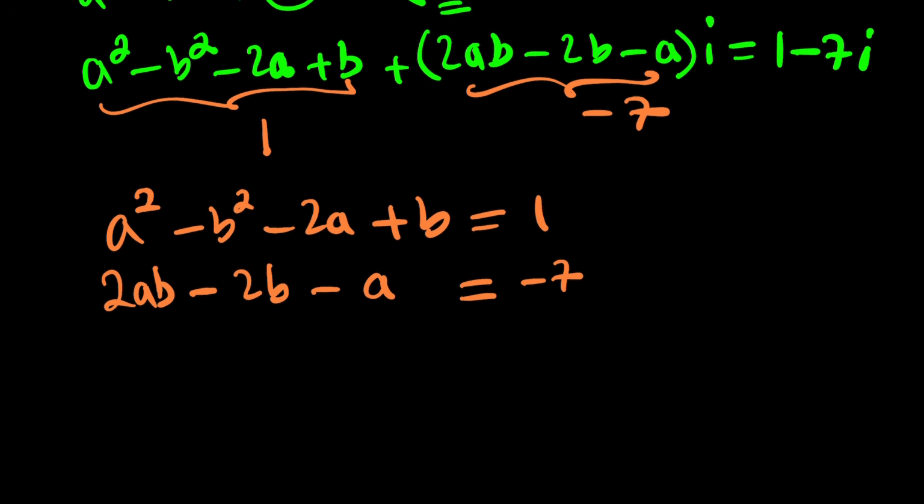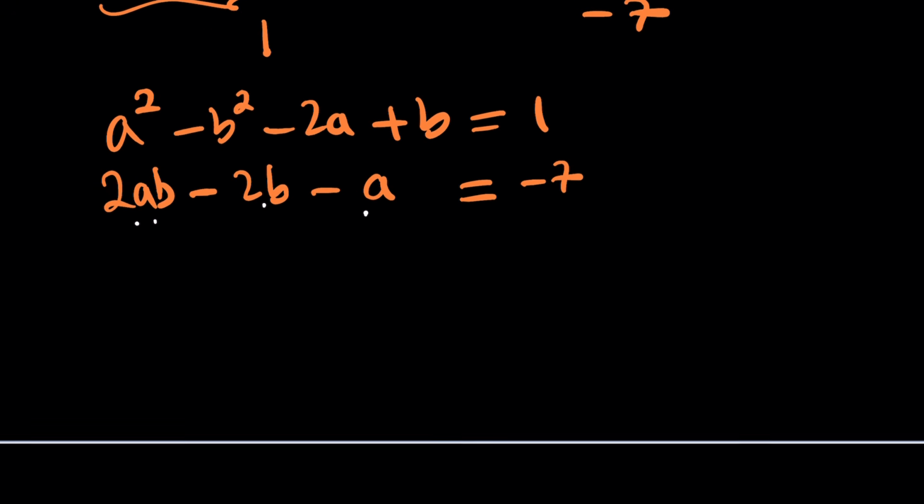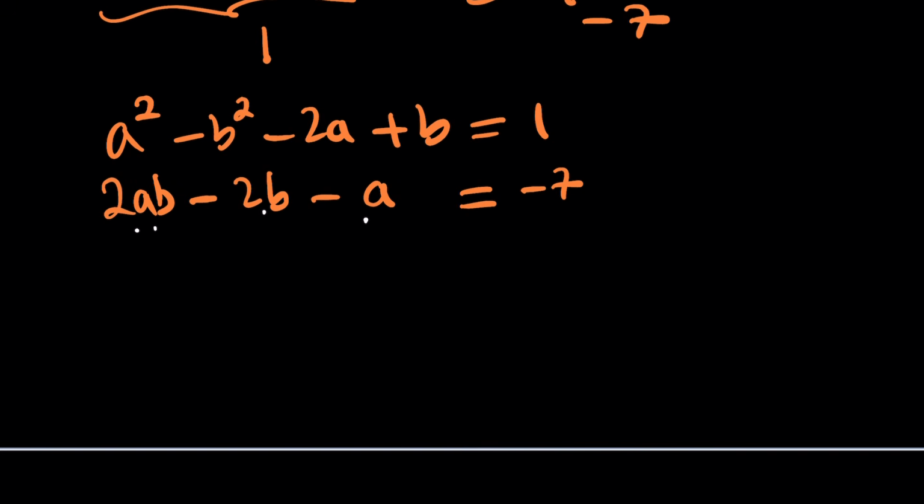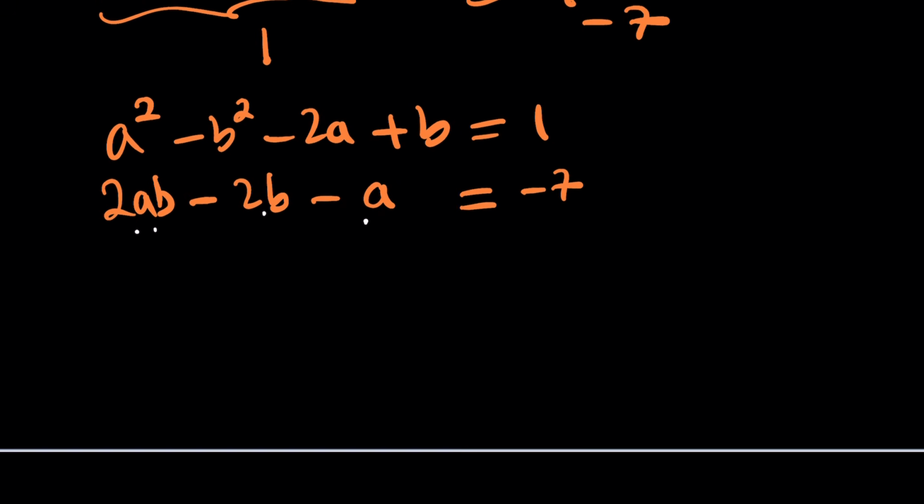In this case, I can isolate b, but both of these terms have b in them. And these both have a in them. So before I isolate one of the variables, I need to use factoring. Okay, which one should I do? It's totally up to you.